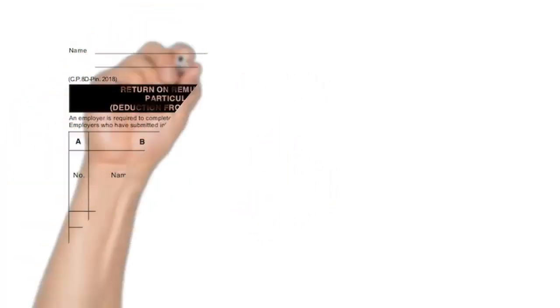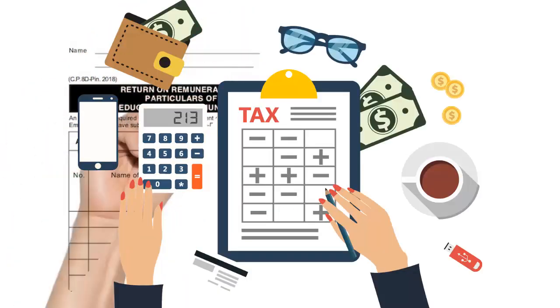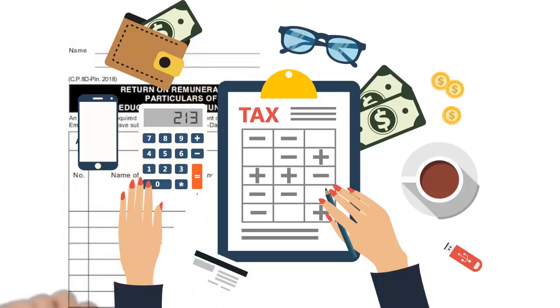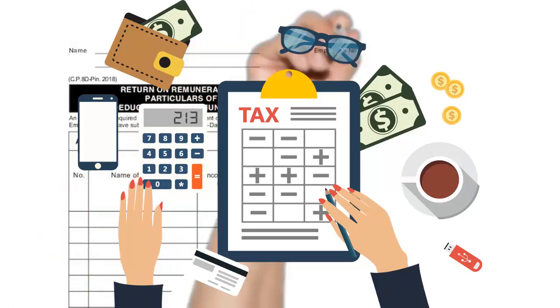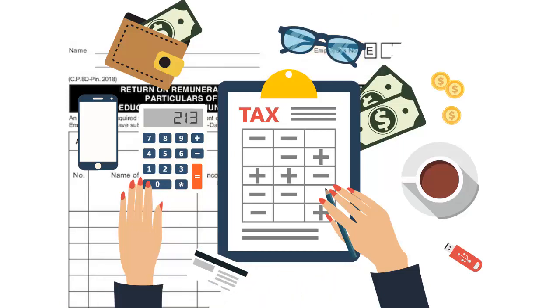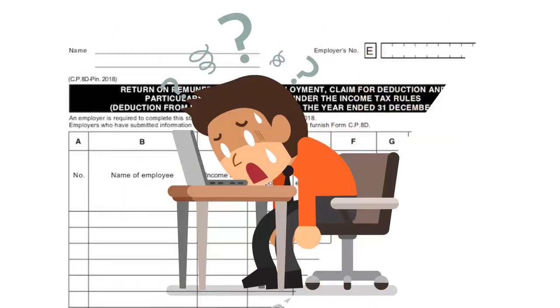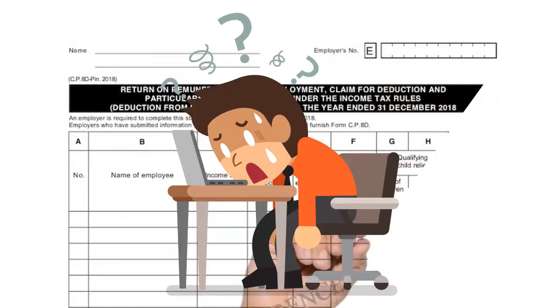Employer obligation number 3 is to submit your CP8D. CP8D is actually a form within Form E itself. So Form E and CP8D we submit together. Look at CP8D. So what is the information that is required in this form?